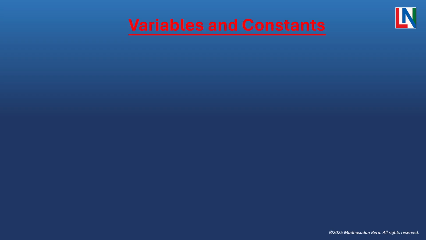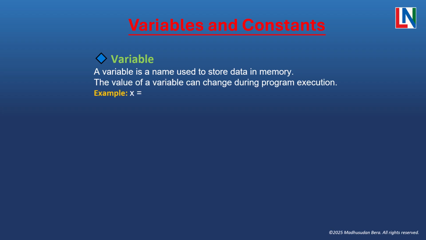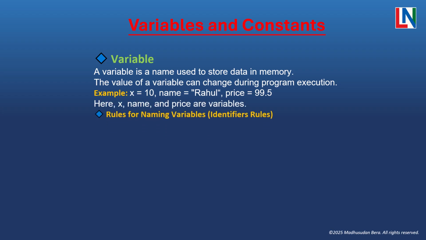Variable. A variable is a name used to store data in memory. Value of a variable can change during program execution. Example, x equal to 10, name equal to Rahul, price equal to 99.5. Here x, name, price are variables. Rules for naming variables are same as identifiers.